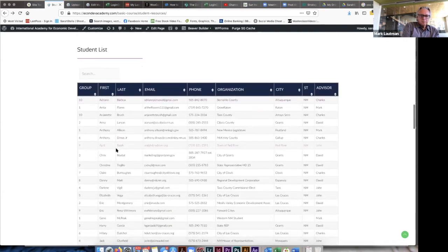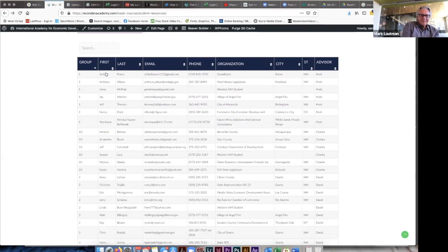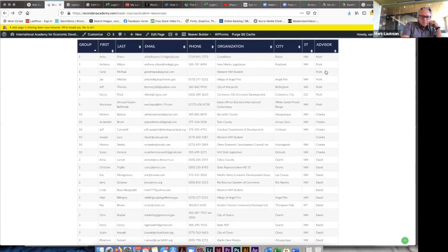Here's the student list. This is how you can tell where your group is and find the contact information. I made the list sortable, so if you click on the arrows, you can sort by any of these categories. To find your name, you can go by first or last name. If you want to find out who's in your group, just click that arrow and give it a second to think. There we go. Now you can see it has sorted into the groups. It goes in order except for 10, of course. And your advisors are to the right over here.